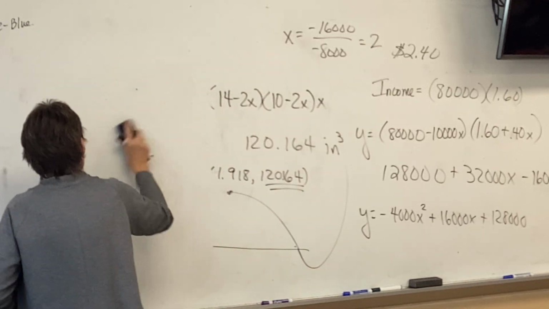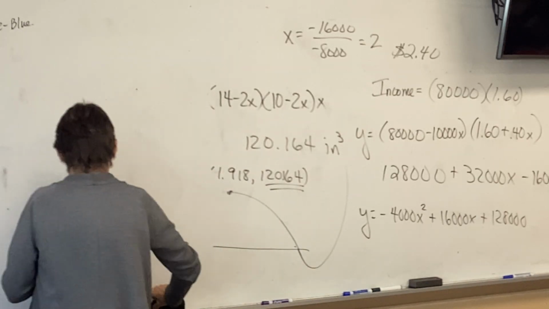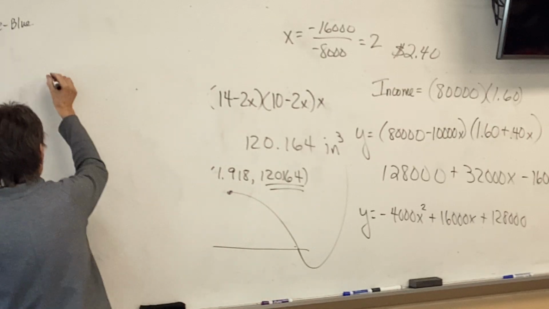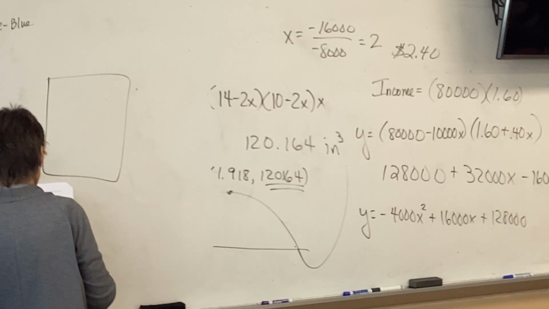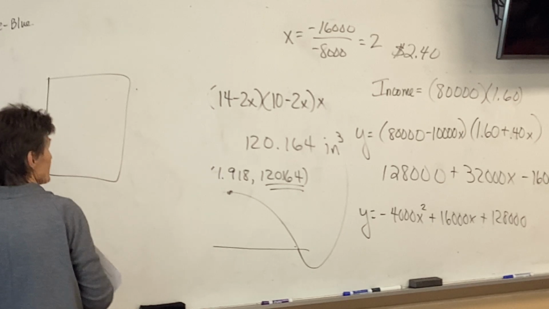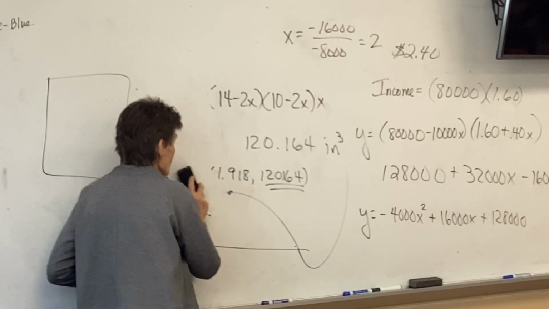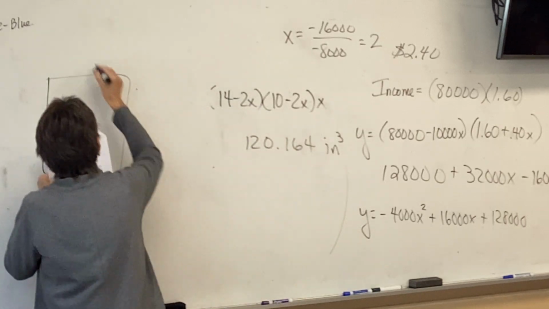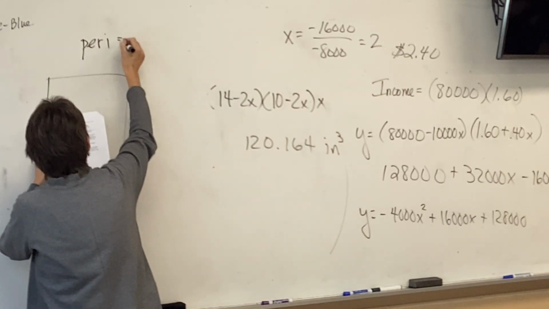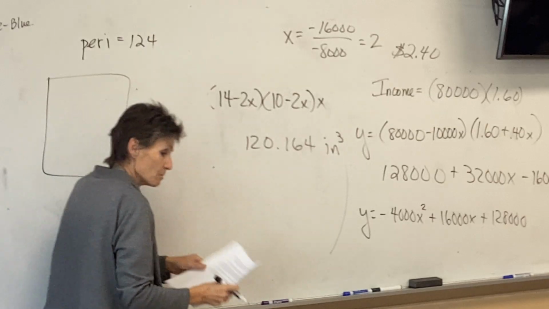Find the dimensions of the largest picture that can be framed by a ribbon that is 124 centimeters long. So that means my perimeter is 124. Is that how you understand it?